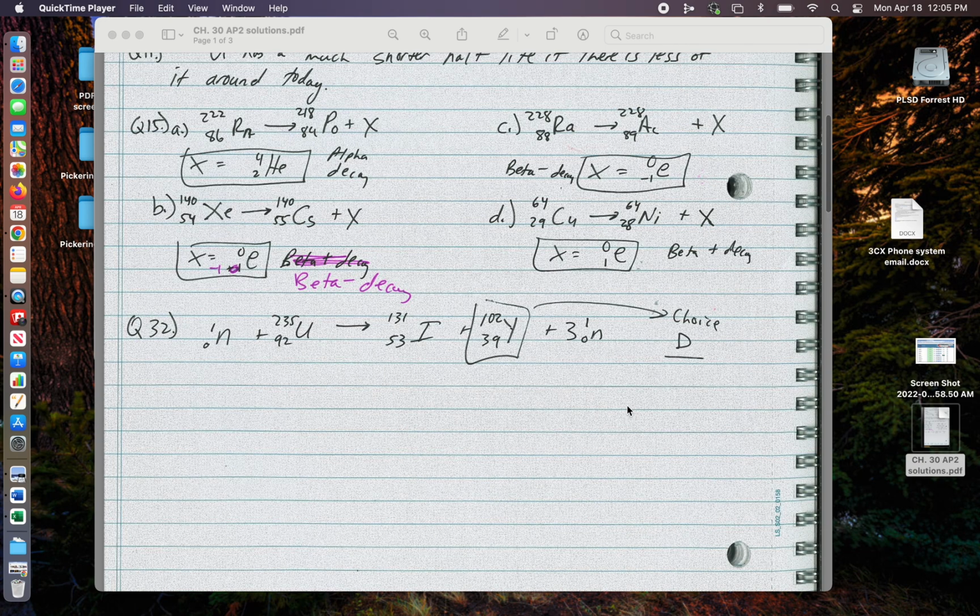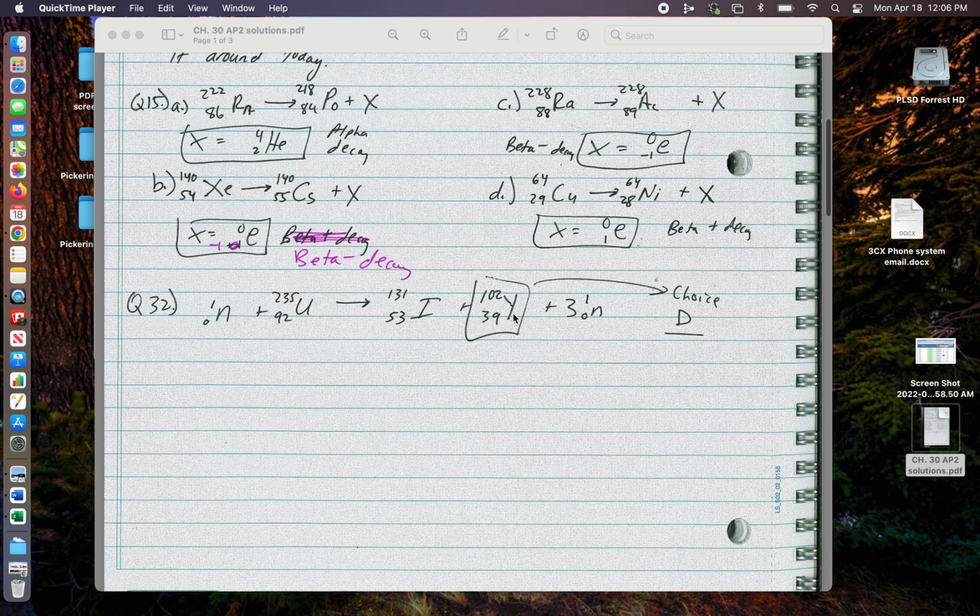For question 32, I was asked what this material is. So the choice was choice D, yttrium, because I have 1 mass, 0 charge over here, plus 92, 1 mass unit plus 235, that's a total of 236. Here I've got 53 and 0, so I need 39. Here I have 131 plus 3, because I've got 3 neutrons, each with a mass of 1, so that's 134. So I need another 102. So that is yttrium 102.